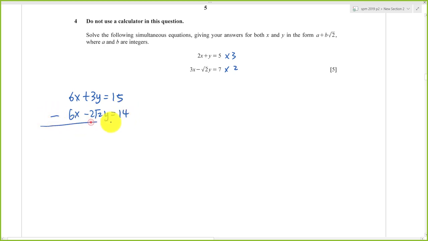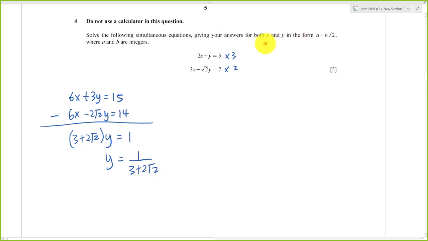And then I subtract them. 6x and 6x I eliminate. Then this is 3y minus this one becomes 3y plus 2y. Then this one subtract, I get 1. Then I get my y value is 1 over 3 plus 2.